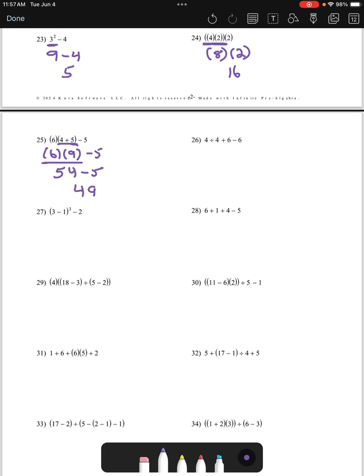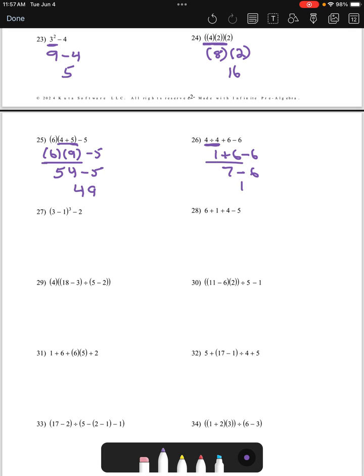In number 26, we have division, addition, and subtraction. No parentheses, no exponents. Division takes precedence in those 3 operations. 4 divided by 4 is 1. And once we have all addition and subtraction, we just work the problem from left to right. So 1 plus 6 is 7. I was already a step ahead in the problem. And 7 minus 6 is 1.